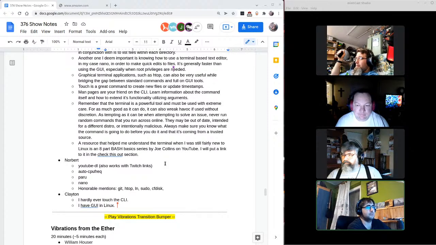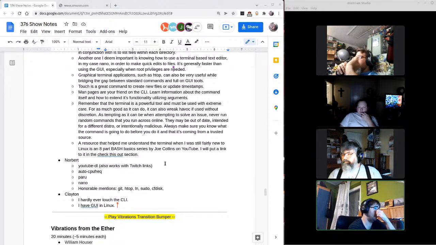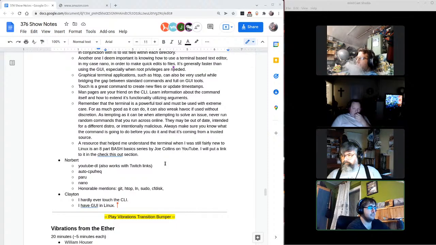And even if you just use mpv from the command line and paste a YouTube URL after it, it will open the YouTube video in mpv, which is also very convenient. So I think if you're talking about youtube-dl, mpv is also worth mentioning. So yeah, I've been using fairly common utilities like Nano and Git, htop, sudo, cfdisk.